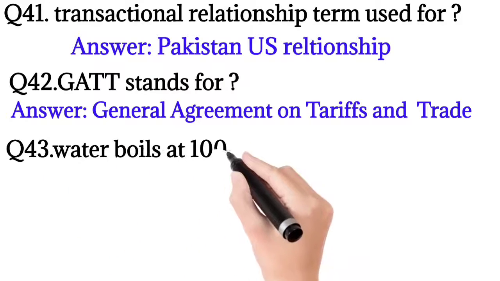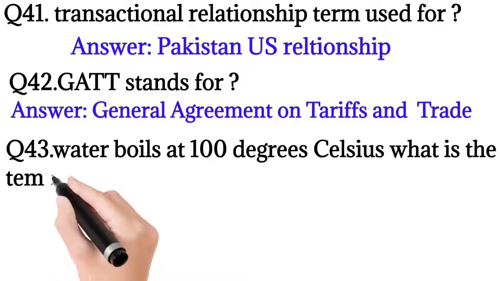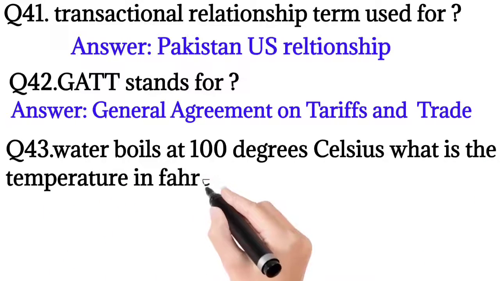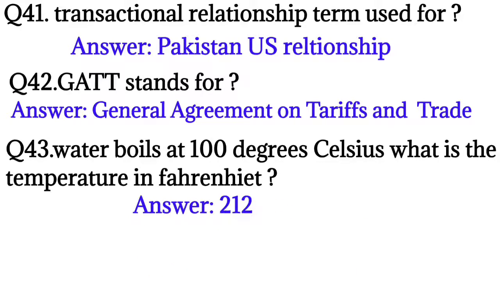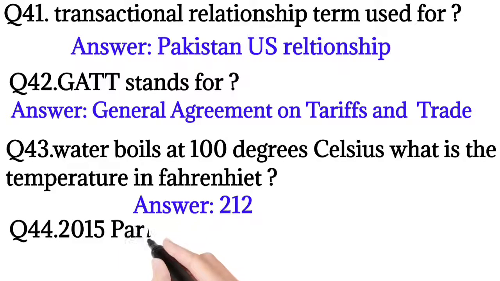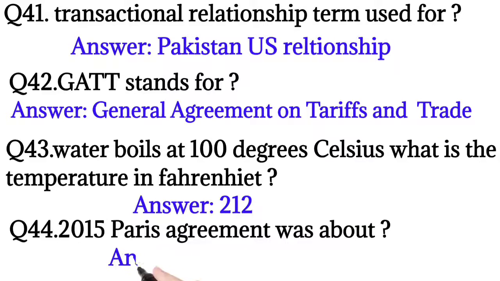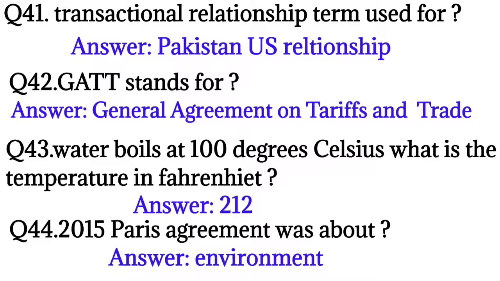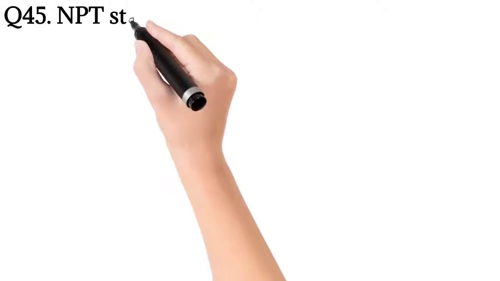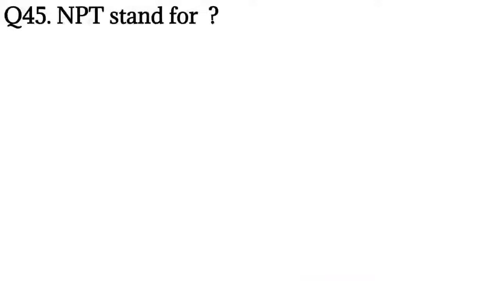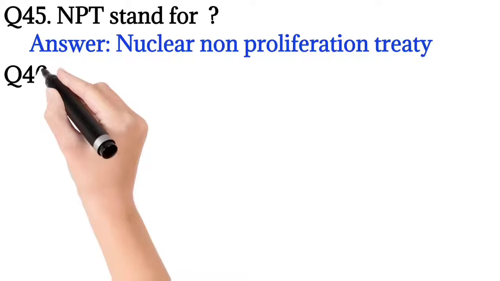Question number 43. Water boils at 100 degrees Celsius. What is the temperature in Fahrenheit? So the answer is 212 Fahrenheit. Question number 44. 2015 Paris Agreement was about. So the answer is environment. Question number 45. NPT stands for. So the answer is Nuclear Non-Proliferation Treaty.